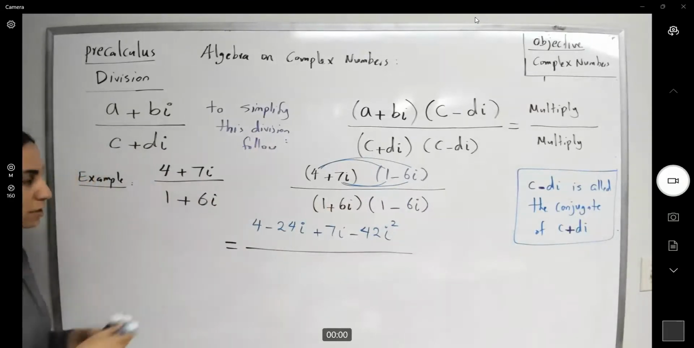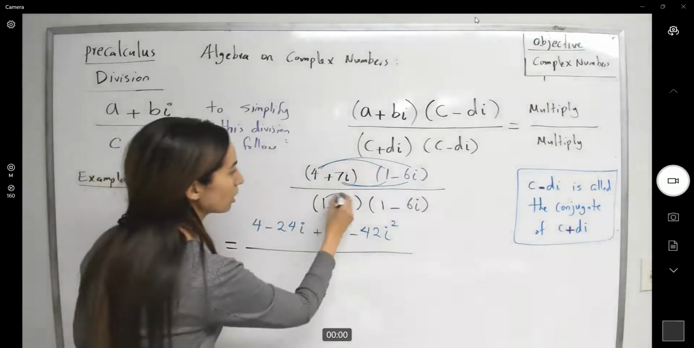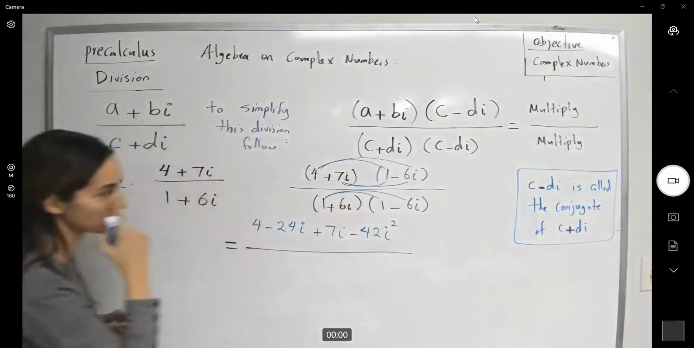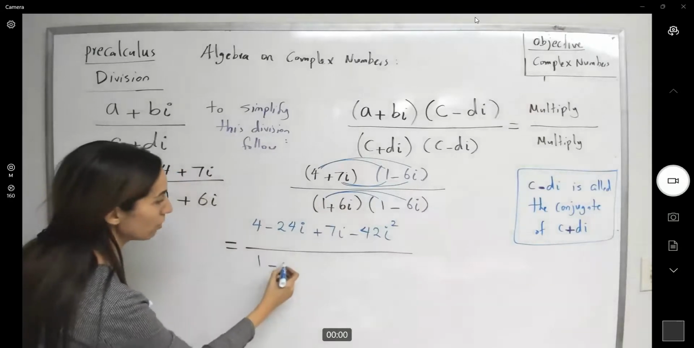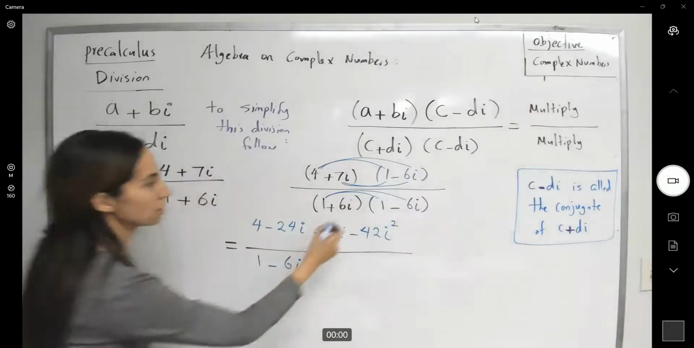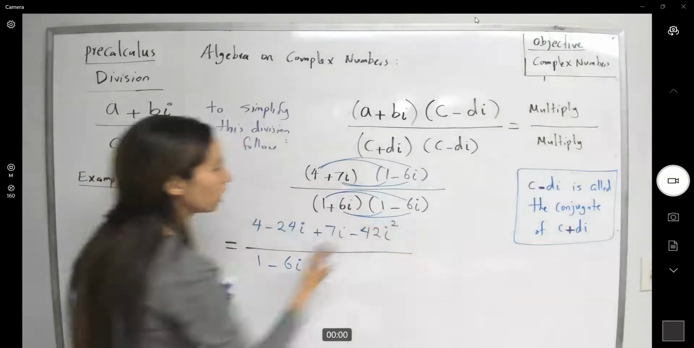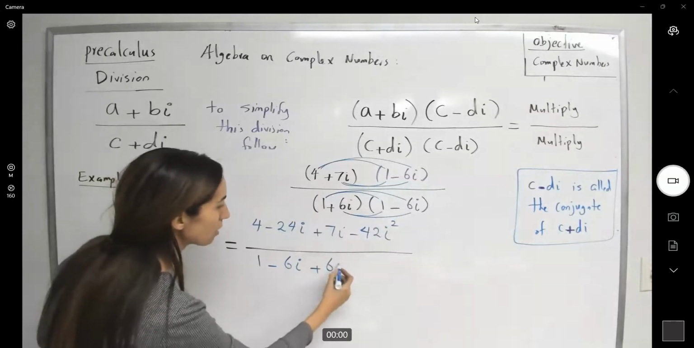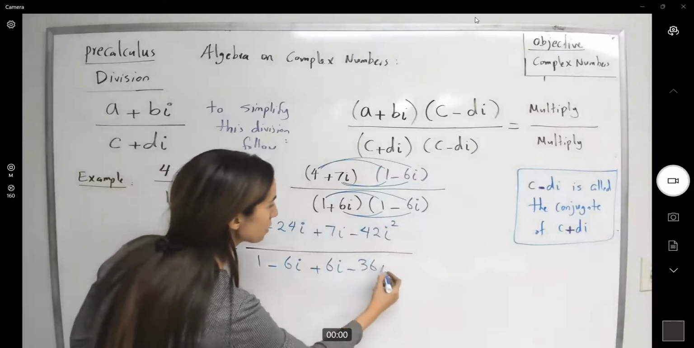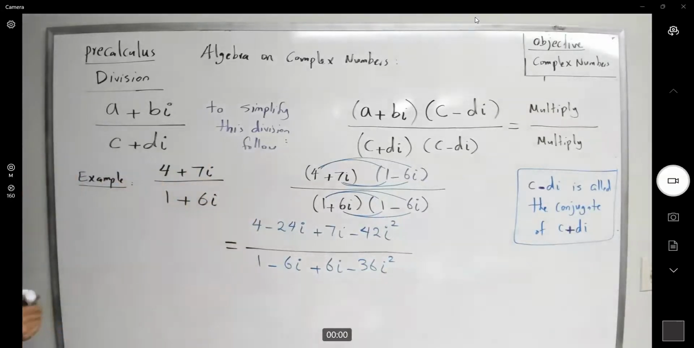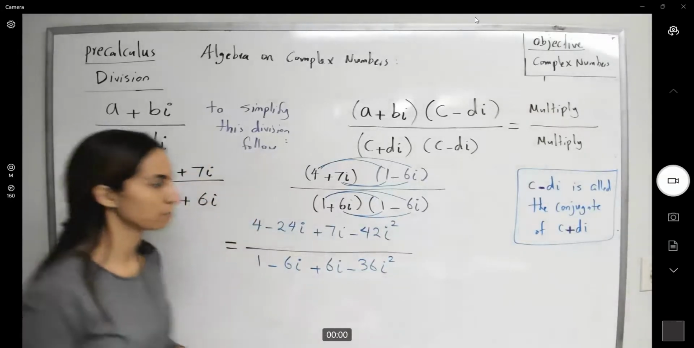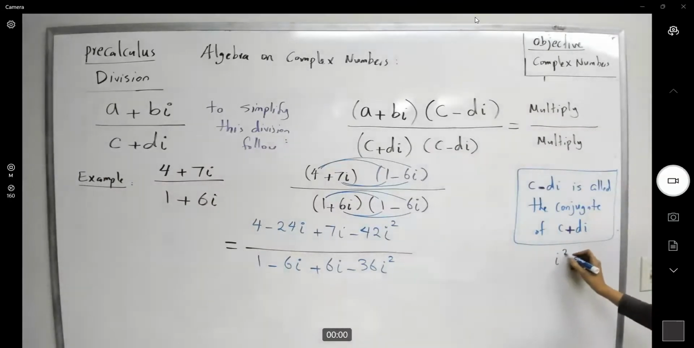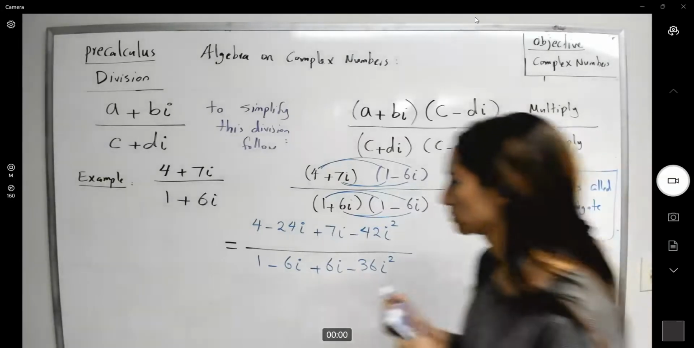What happens to the denominator? The same process. 1 times 1, 1 times negative 6i. Okay. 1 minus 6i. 6i times 1, 6i times negative 6i. So I get plus 6i minus 36i squared. There you go. What is i squared? i squared is equal to negative 1. Wherever you see i squared, you have to simplify that using negative 1.